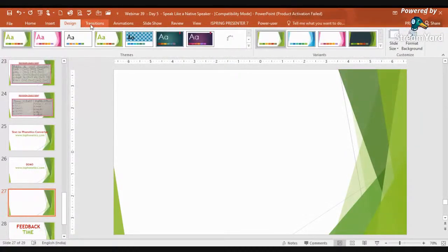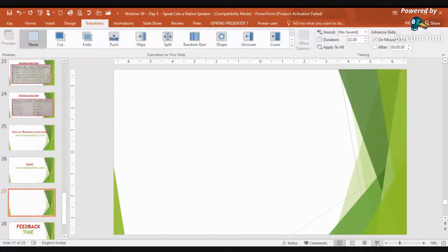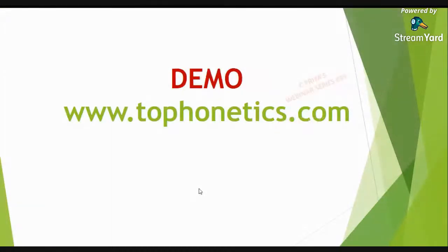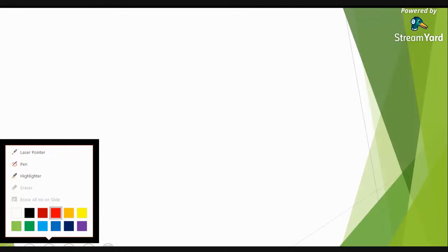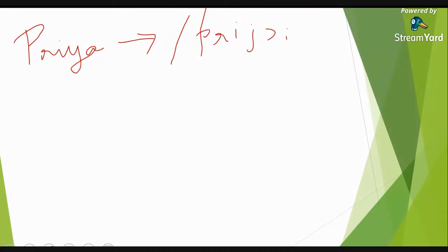Actually, open a new page, right? Now I type my name. The name is Priya. In phonetics, I'm going to write it. So there should be small letters P R I J R, Priya, right? There is one participant called Suresh in the chat box.